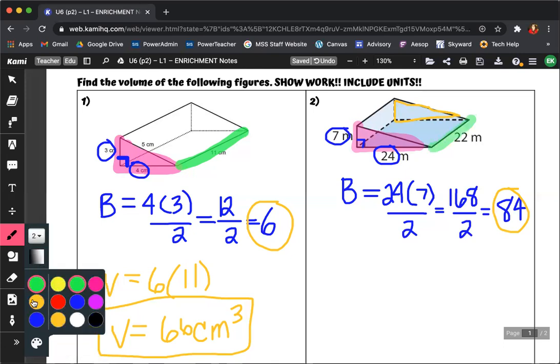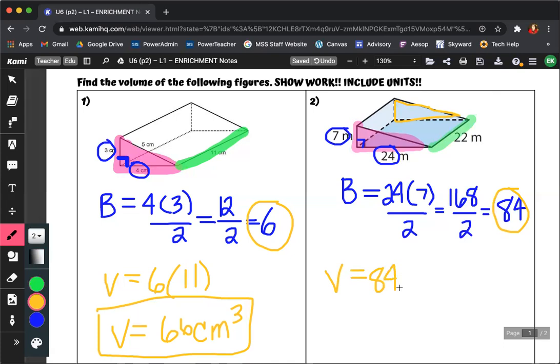So I'm going to multiply our area of the base of 84 times our height of 22. And I'm definitely going to plug this into the calculator. When I multiply those two together, 84 times 22, I get 1,848 meters, and our units are cubed.